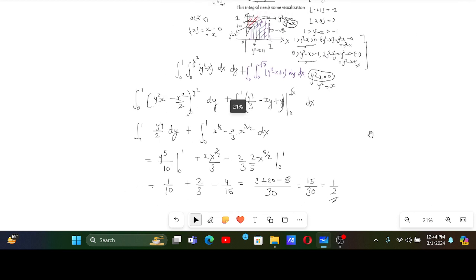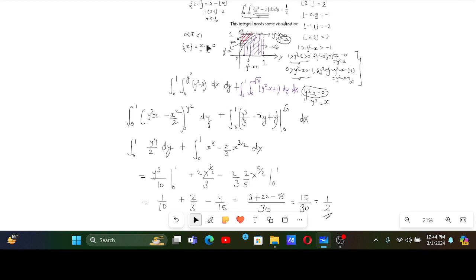Basically the only thing that needed some effort was to break this area into two different portions, and after that it was easier. It was just some normal algebra, let's say normal calculus. I hope you enjoyed the problem. So do try to visualize the portion and break it into required parts as needed.